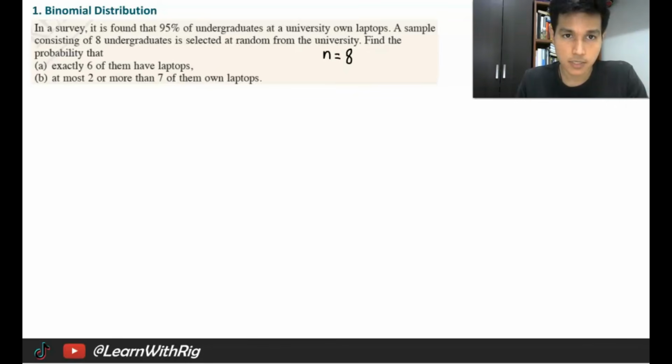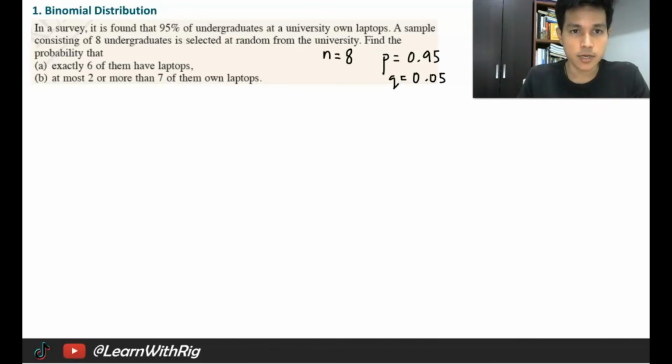Because you see, all the questions are asking you to find the probability that 6 of them own laptops. So that means P would be the probability of success. So 0.95. So what is the Q? The probability of failure would be 0.05. Okay, so question A. Find the probability that exactly 6 of them have laptops.